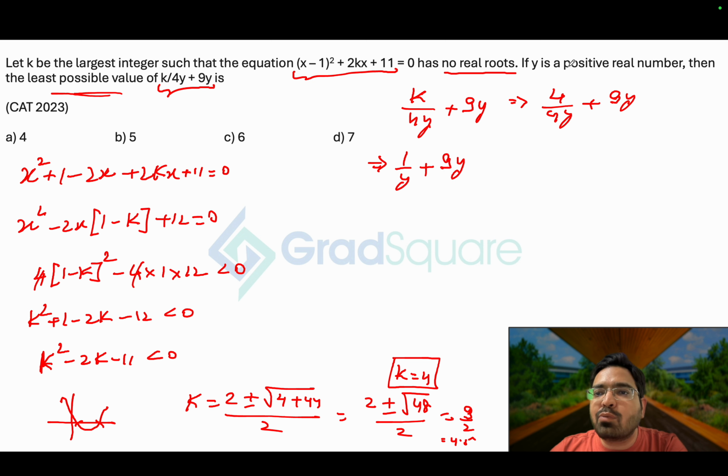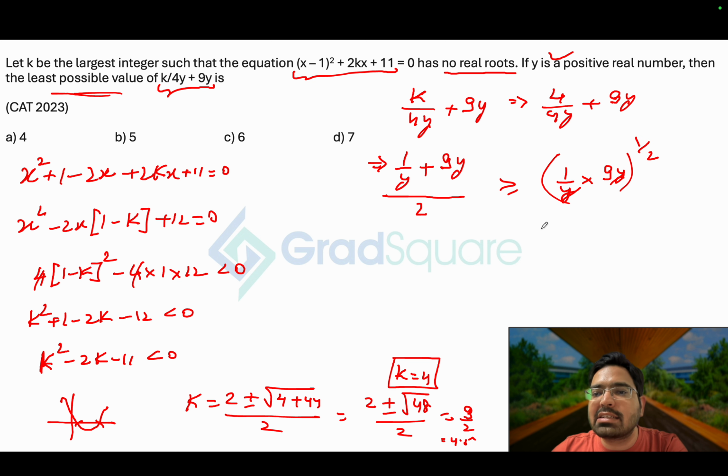If you look at this, y is a positive real number. You can apply your arithmetic mean and geometric mean concept over here. For any two values, the arithmetic mean is always greater than or equal to the geometric mean. What is the arithmetic mean of these two numbers? Sum of these two numbers divided by 2 must be greater than or equal to the geometric mean of the numbers, which is (1 by y into 9y) to the power of 1 by 2, correct?